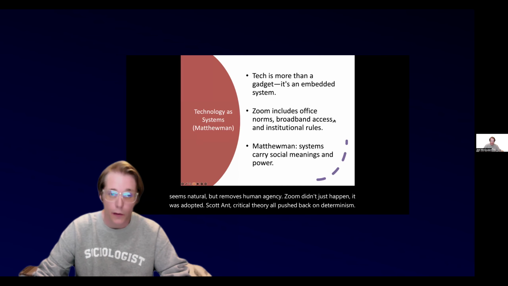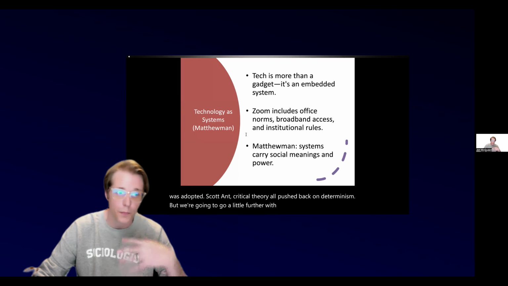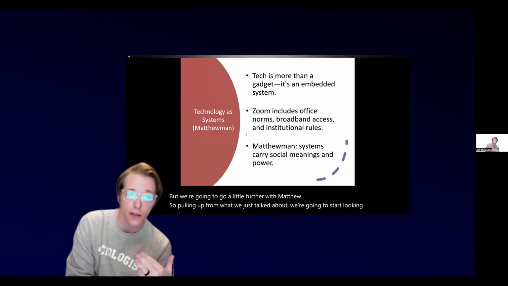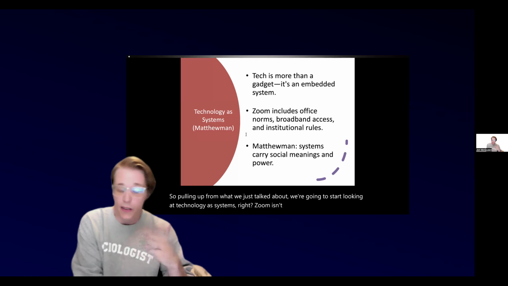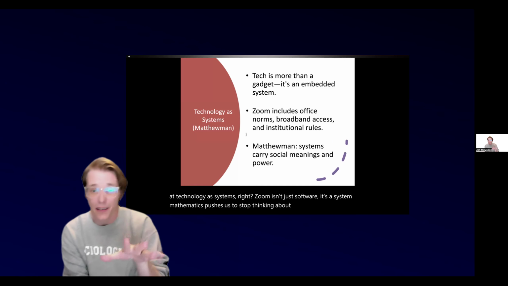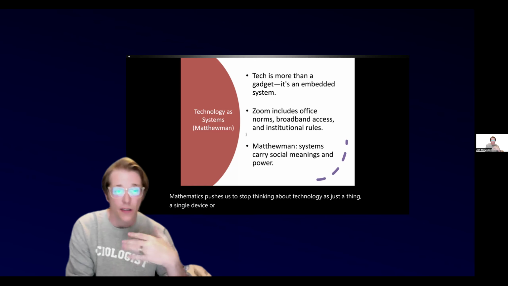But we're going to go a little further with Matthewman. So, pulling out from what we just talked about, we're going to start looking at technology as systems, right? Zoom isn't just software, it's a system. Matthewman pushes us to stop thinking about technology as just a thing, a single device or app, and start seeing it as a system.